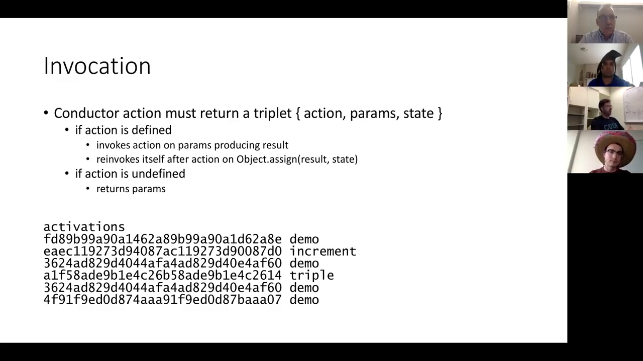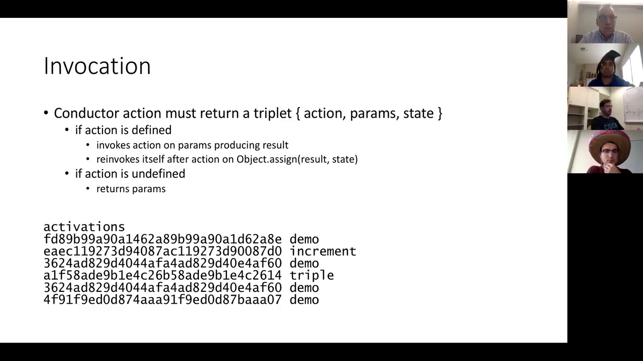What happens when you run a conductor action is that at the end of the invocation, the controller looks at these triplets. There are 2 possible cases: either action is present in the triplet or not. If action is not present, then this is the end of the series of invocations, and we just return the params. On the other hand, if action is present, the controller invokes this action on the params that are specified and gets a result from that. It's a normal action invocation, in the sense that it goes to the invoker, container, etc. And so we get the results.